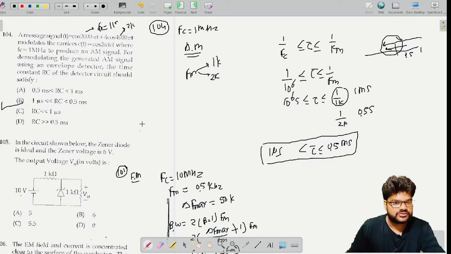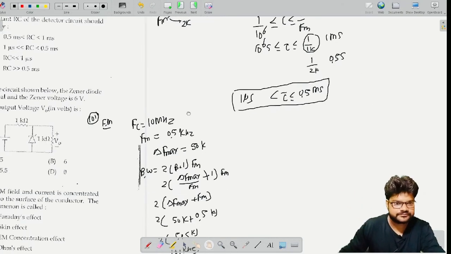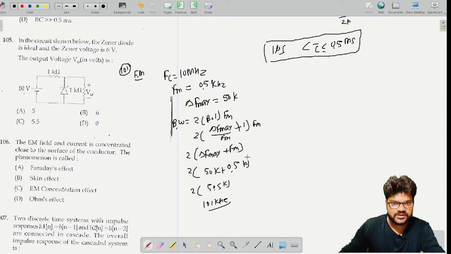Okay. So let's go to the next question, number 105. This is from analog circuits and the question is: in the circuit shown below, the Zener diode is ideal and the Zener voltage is 6 volt. So Vz is 6 volt and the Zener diode is ideal. It means that Rz is going to be 0 or Iz minimum is 0. And we have to find out the output voltage. To find the output voltage, we first have to know whether this Zener diode will work in breakdown or not. It means whether the Zener diode is working as a voltage regulator or not.